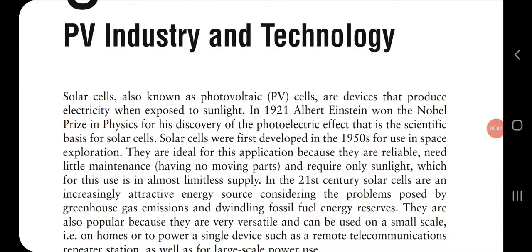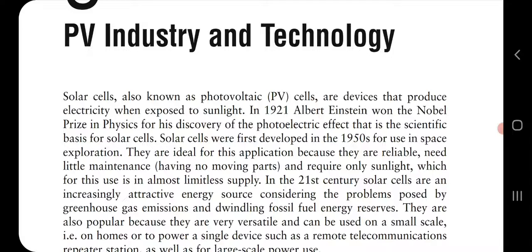Students, let's move further into PV industries and technology. In this one, we will be studying solar cells, which are also called photovoltaic cells. To produce electricity from the sun, we use a solar cell. This effect is called the photoelectric effect, and now it is used in many areas.